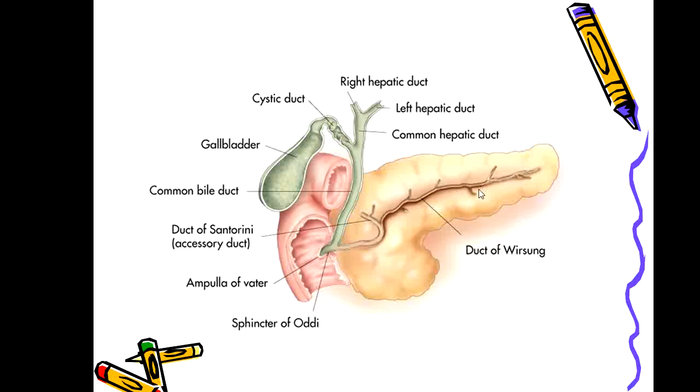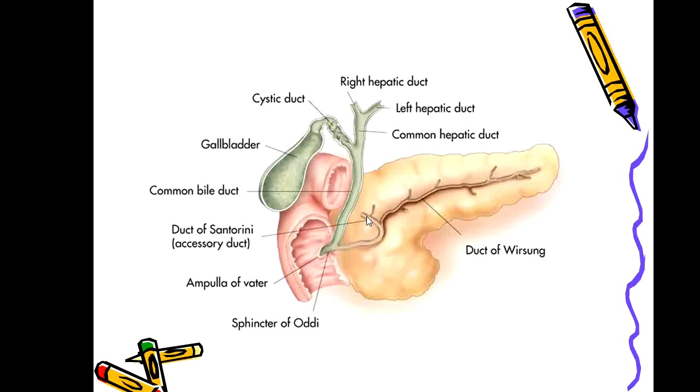You can see the pancreatic duct. The pancreas has two ducts basically, which open into the duodenum, part of the small intestine. One tube opens directly into the small intestine, or into the duodenum. This tube, you can see this one, is called the duct of Santorini.